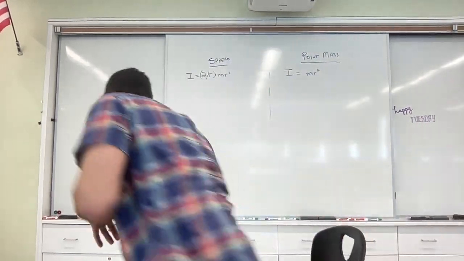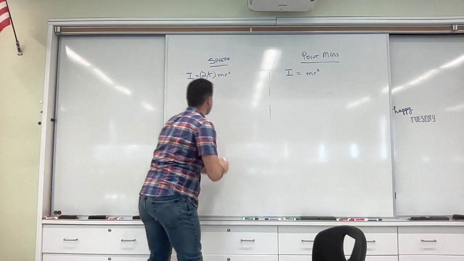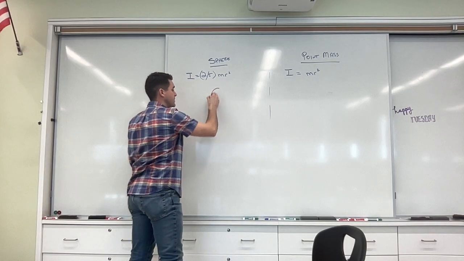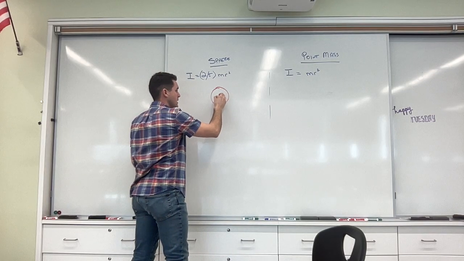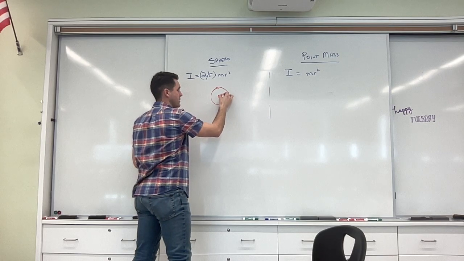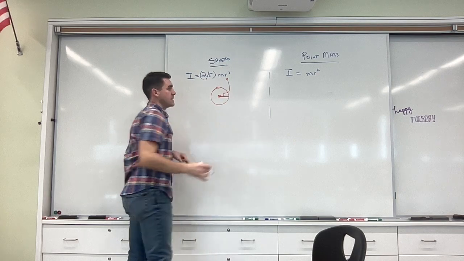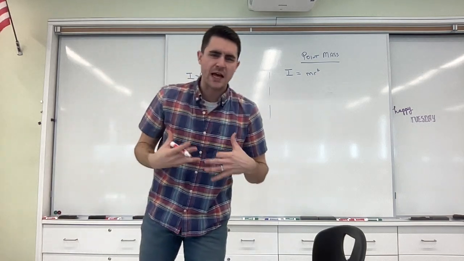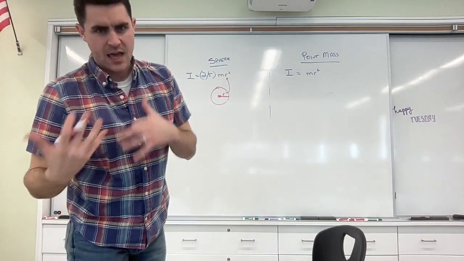I have a sphere, and when I'm thinking about a sphere's motion, if I'm concerned about the sphere's angular momentum, the axis of rotation is here, and I'm thinking about this radius. It's rotating around itself. I can use 2/5 mr squared.